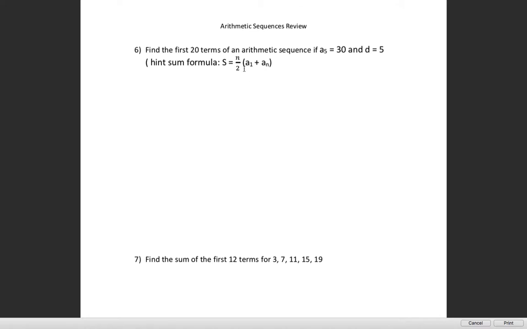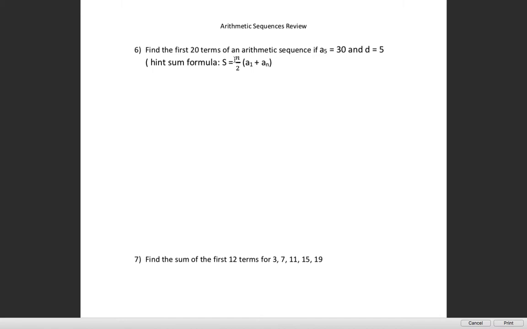Last part of this review. So now we're getting to sum. Find the first 20 terms of an arithmetic sequence if a5 equals 30 and d equals 5. So we've got to use the sum formula if we're doing this.